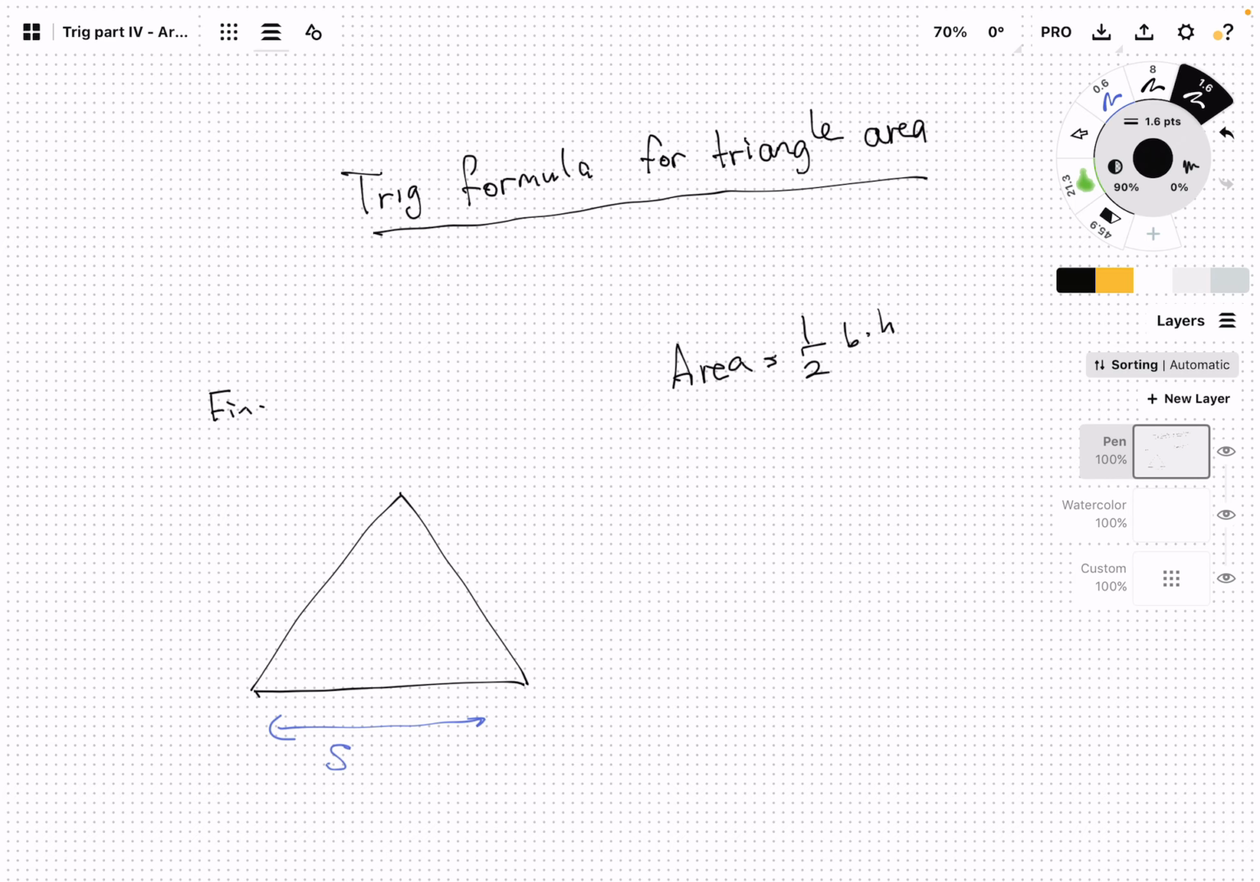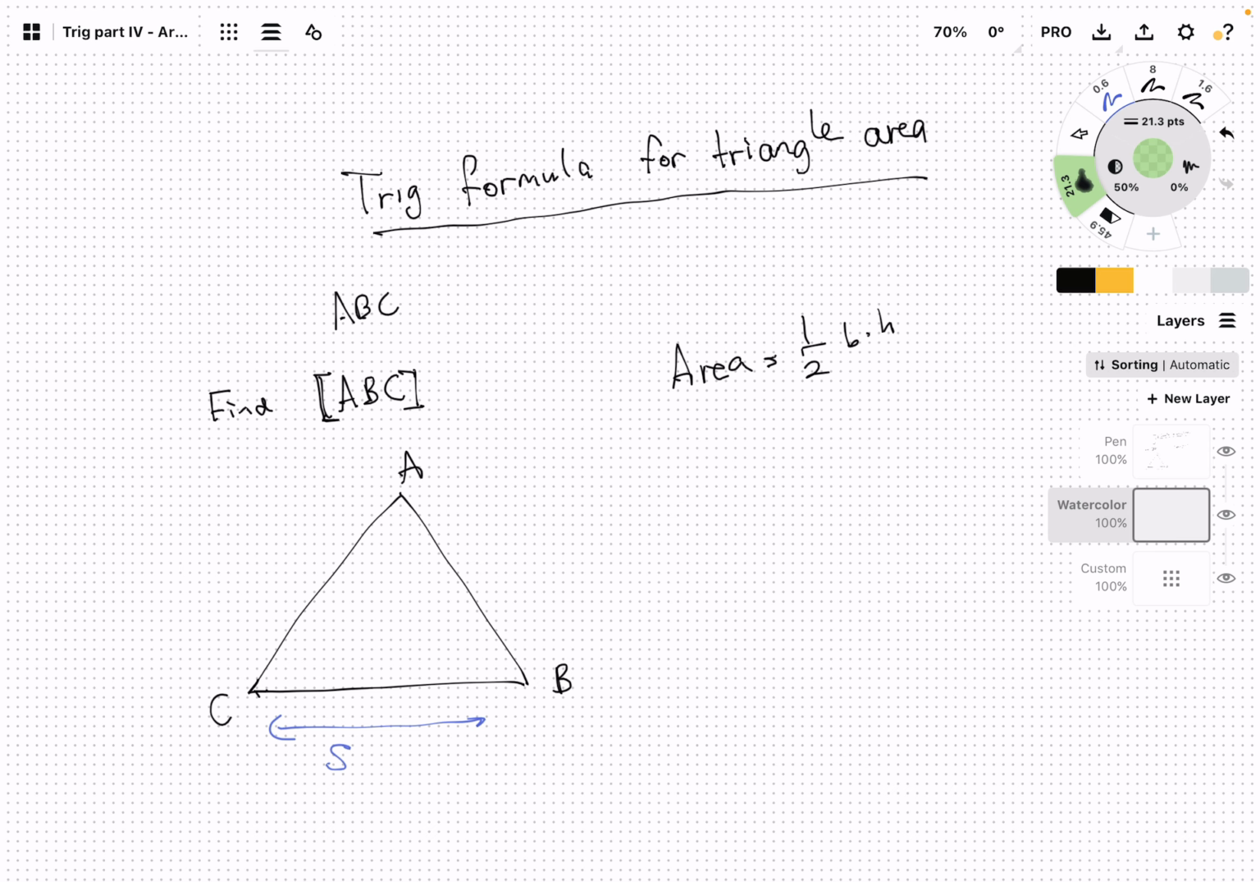Find the area of ABC. With this little box around it, the box implies area, right? ABC is the triangle, you put a box around it, that's the area of the triangle. You're really trying to find the area of triangle ABC. That's what this means.